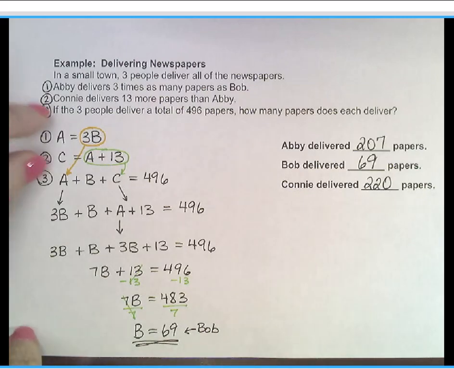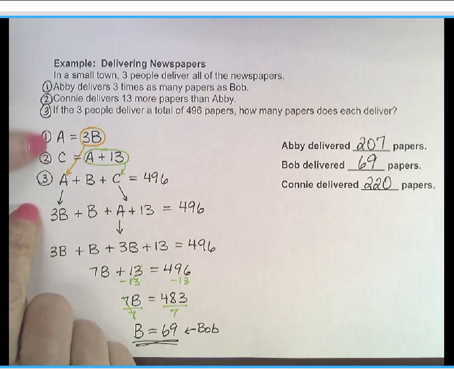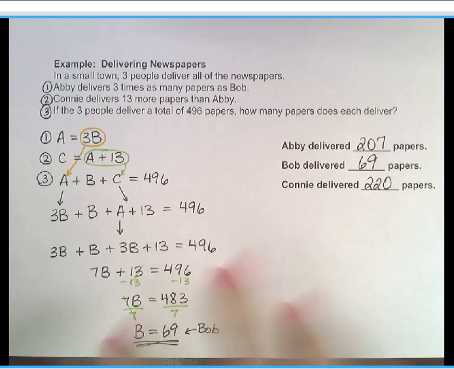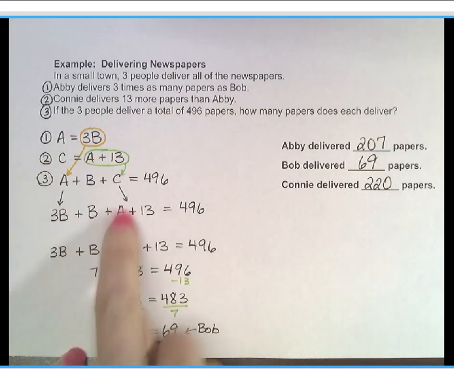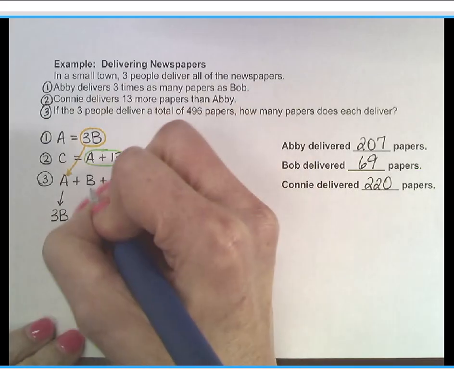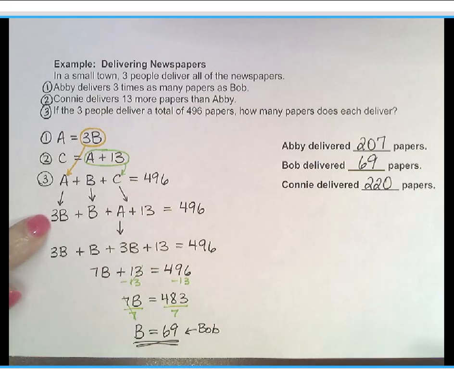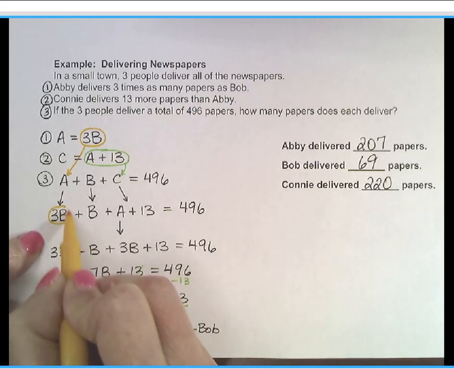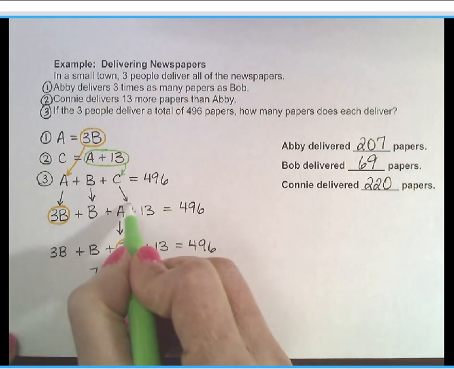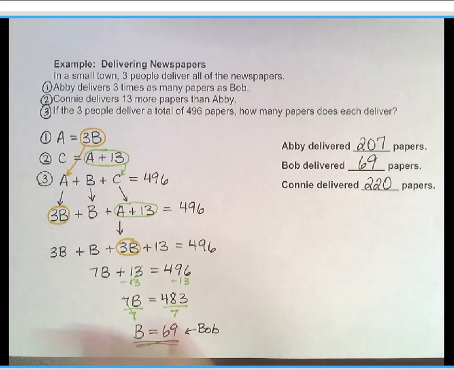But notice that we took 1 and combined it into 3, and 2 and combined it into 3. So sometimes, if you have 3 or more equations or statements, you can combine 2 of them together to help you solve. So again, the idea was to narrow it down to just 1 variable instead of having 3. And we were able to do that by making some simple substitutions. So this 3b, we substituted for the a, and then we did it again there. And the a plus 13 is what we substituted for the c. And we were able to whittle it down and solve for how many newspapers each person delivered.